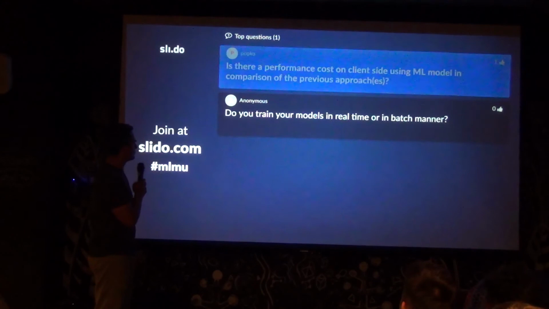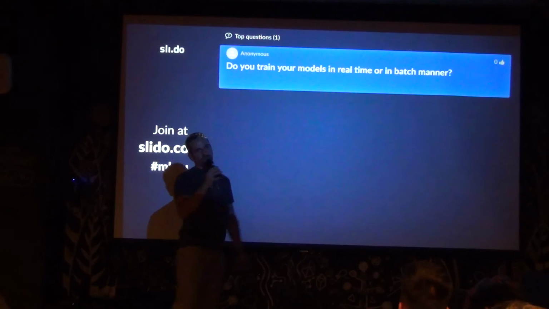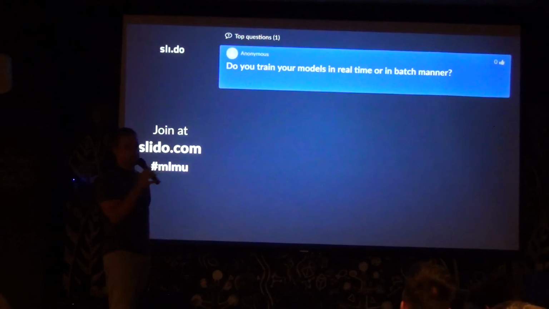So do you train the model in real time or in batch? We don't use any incremental machine learning, we just use batches, and when it's trained, we replace the model with a new one.